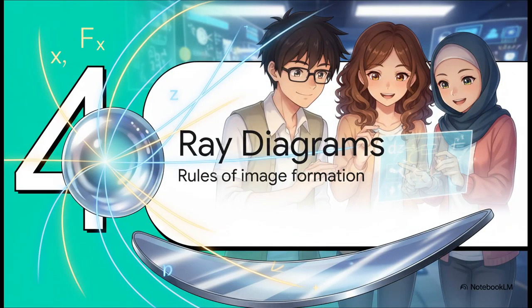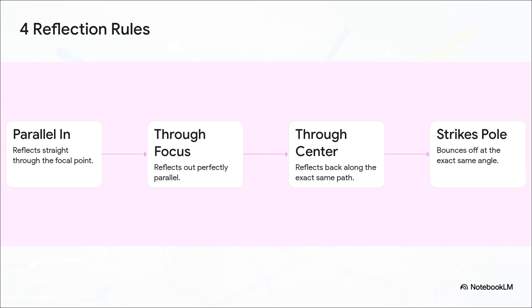Section 4. Rules of ray diagrams. Okay, I know ray diagrams can seem a little intimidating at first, but hey, I am right here with you. It all boils down to just 4 basic rules of geometry. Rule 1. If a ray comes in parallel to the axis, it reflects straight through the focal point. Boom. Rule 2 is just the exact reverse. If it passes through the focus first, it reflects out parallel.